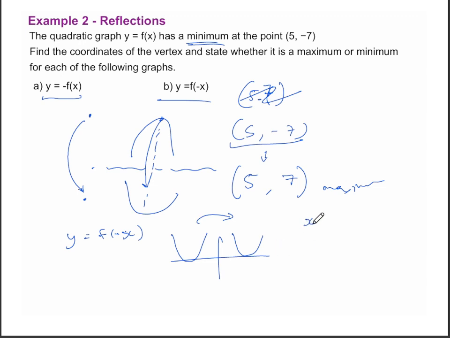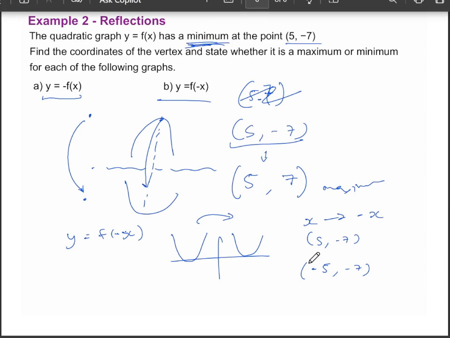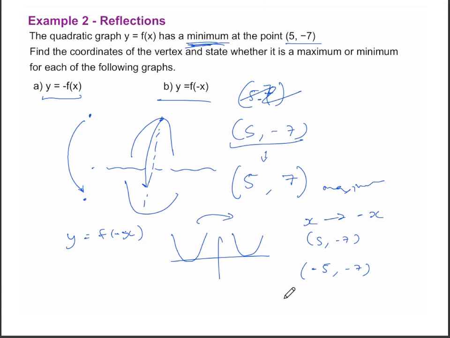And here what's happening is that your x value is becoming a negative x, but your y stays the same. So if you look at the original (5, negative 7), it becomes (negative 5, negative 7). But it will still be a minimum because the shape of the graph does not change. So it's going to be (negative 5, negative 7), and it's going to be a minimum. And that is it for reflections and translations.